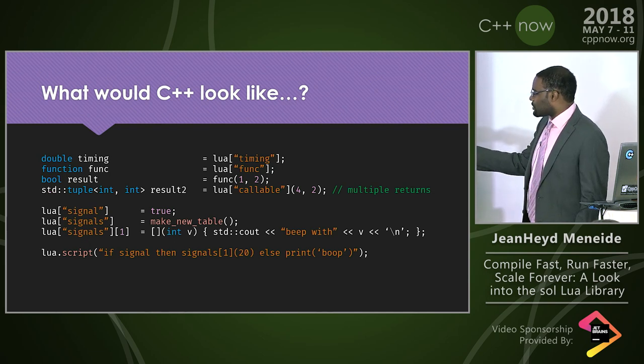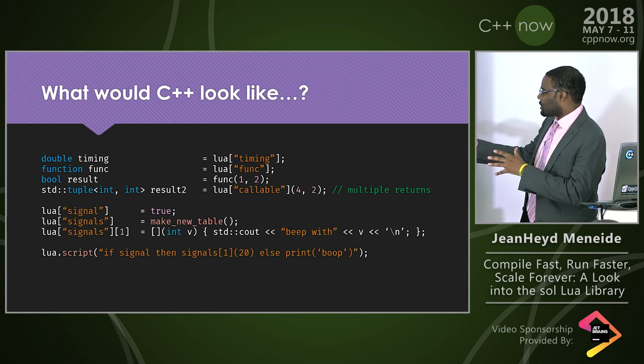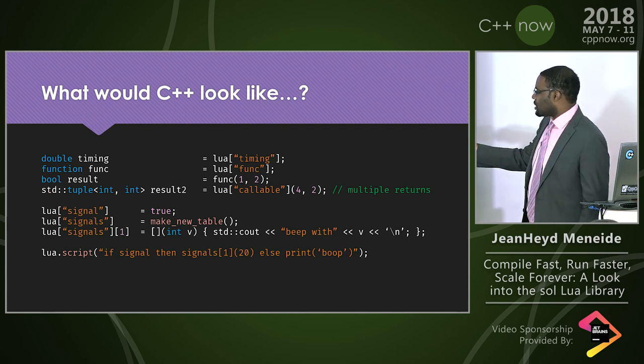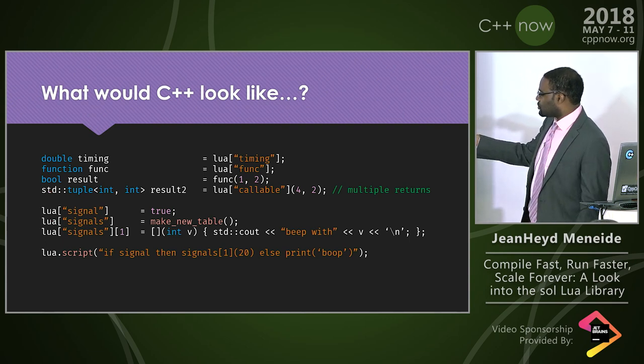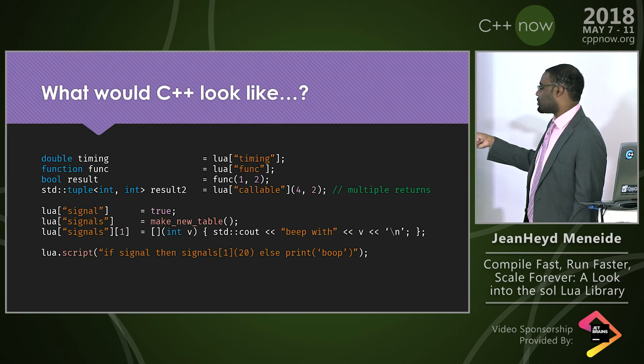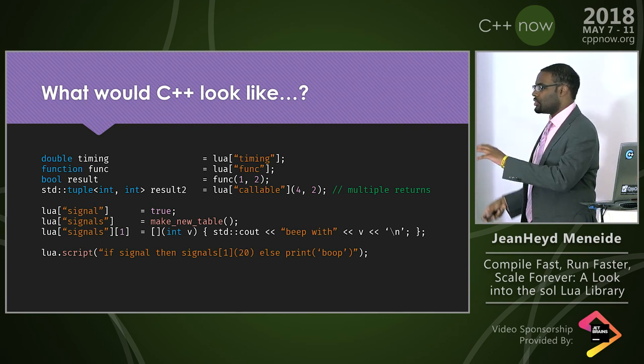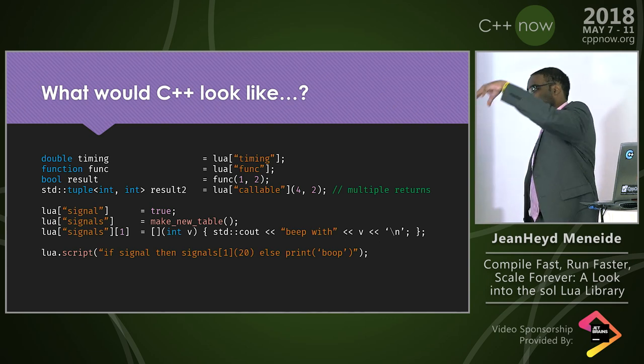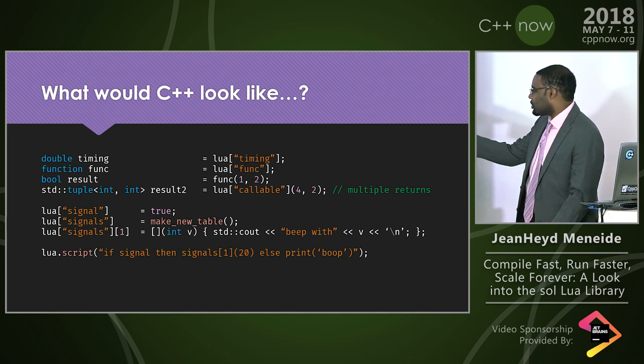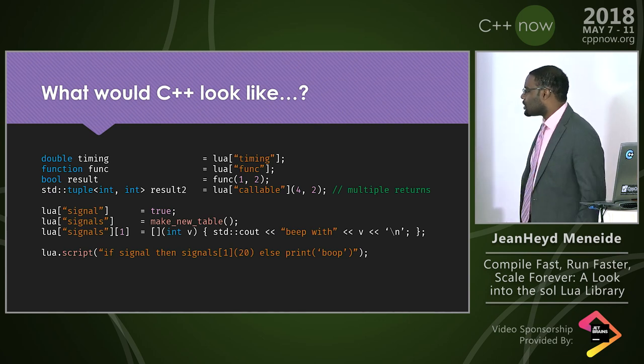We also want to be able to set things, right? So you have a table, you want to be able to build things into it, right? And here's another way, where you make a new table and set it to the signals type, and then you index into that signals type and set, like, a lambda, right? A callable, that you want your Lua code, or C++ through Lua and then back into C++, to call. You want that to be available.